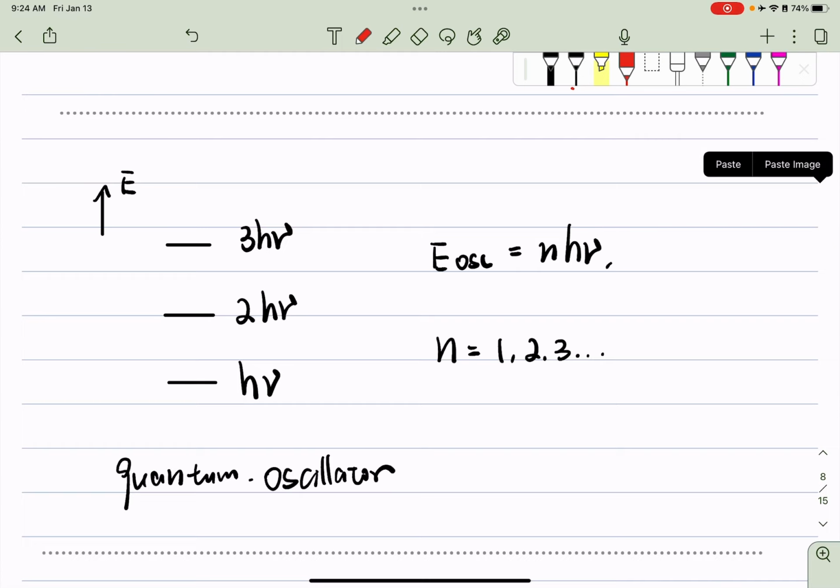And if we look at the difference between each step, that is a small packet of energy, and that's the minimum step your oscillator can take when it's gaining or losing energy. So that's our fundamental hypothesis.